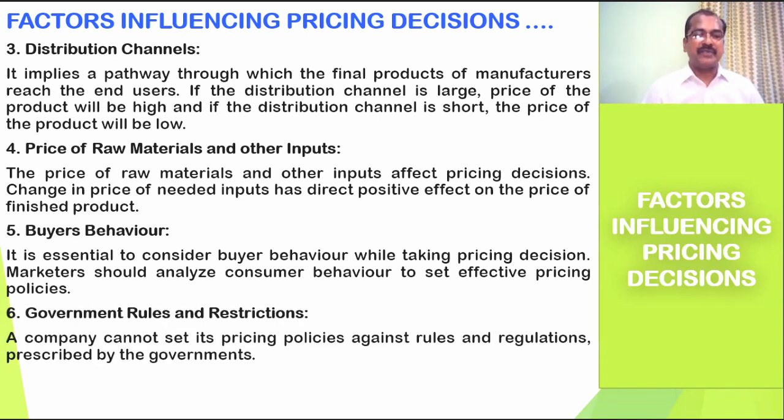The sixth point of influence from the external factors is government rules and restrictions. A company cannot set its pricing policies against the rules and regulations prescribed by the governments. Marketers must set pricing within the limit of the legal framework to avoid unnecessary interference from outside organizations. Adequate knowledge of these legal provisions is considered to be very important for the marketer.